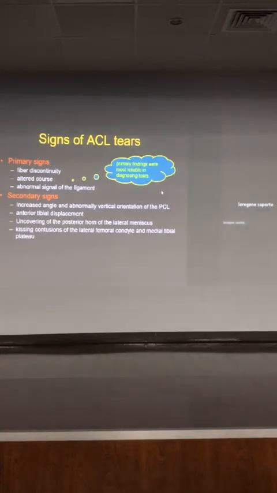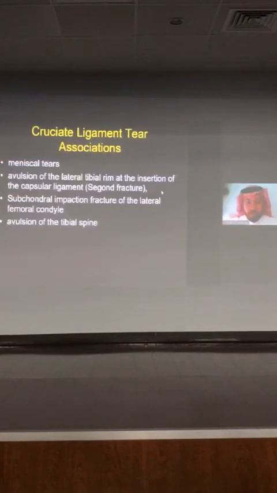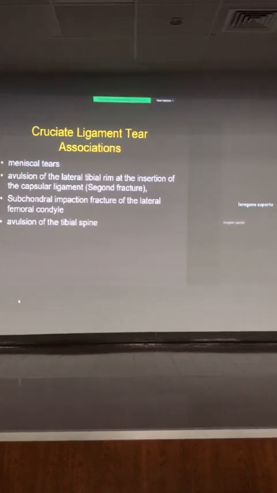So the ligaments as well, the meniscal avulsion, and avulsion of the tibial spine. These are the secondary signs, of which we see the bottom 3 more often, and then we can recommend an MRI to see if the ligament is intact or not.